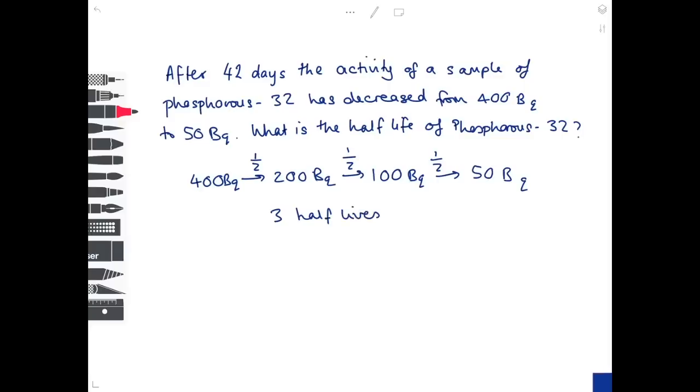So we can see here that 3 half-lives have taken place. And what was our time frame? Well, 3 half-lives must have occurred in 42 days. So then it's a simple expedient of doing 42 divided by 3 to work out how long each half-life took. And that answer is therefore 14 days.